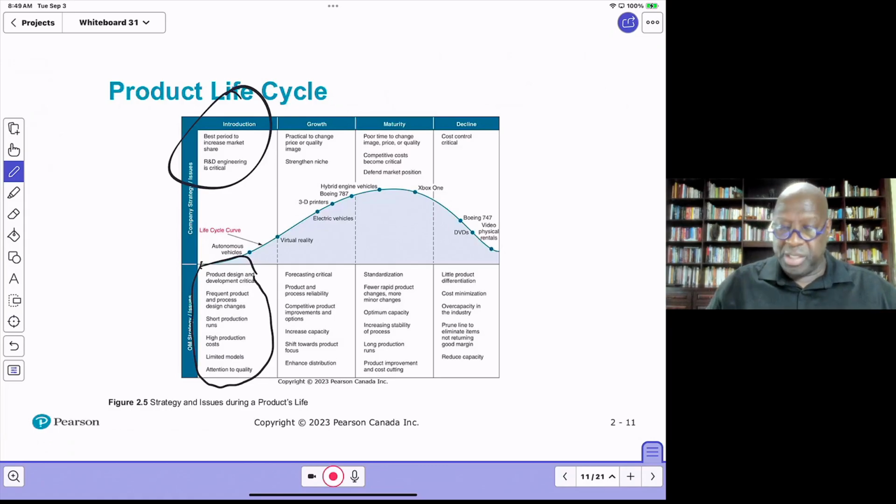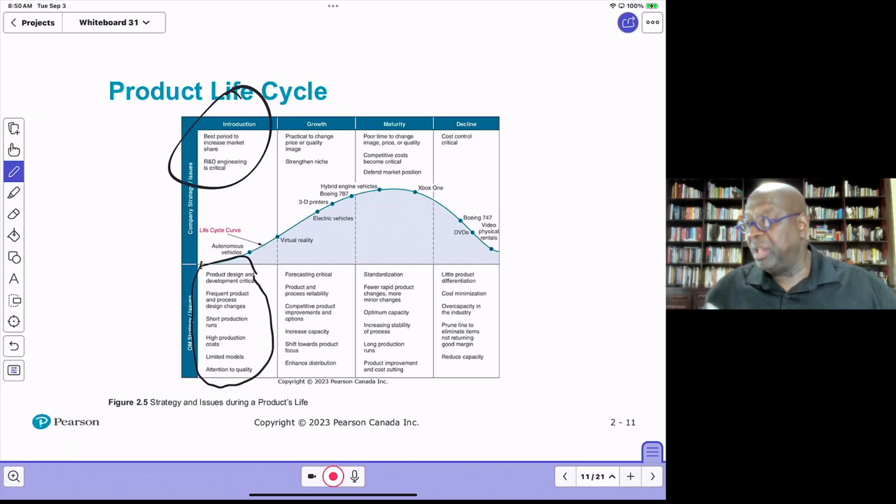But at this point, since you might be making many changes, you want to do shorter production runs, so you don't incur a situation where you produce a large volume of products that are not selling, in which case it becomes obsolete pretty quickly. So there will be high production costs because you don't get economies of scale. And then, of course, you would have to have a limited number of models until you see how consumers are reacting to your product.